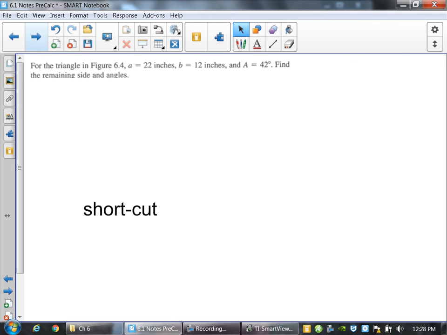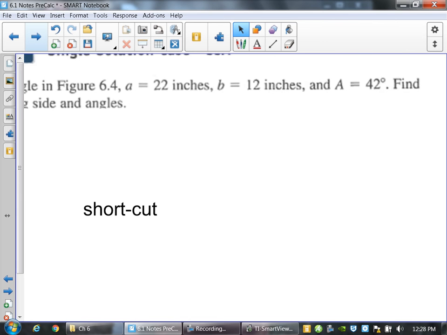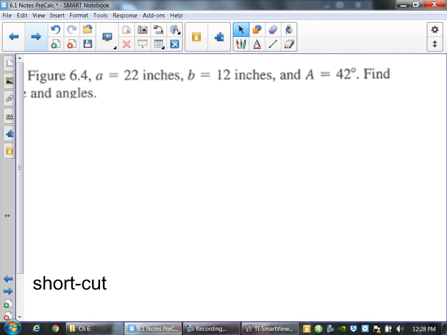So for example, if we use this, and I left myself a note to show you the shortcut. I have 2 sides and an angle, side-side-angle.